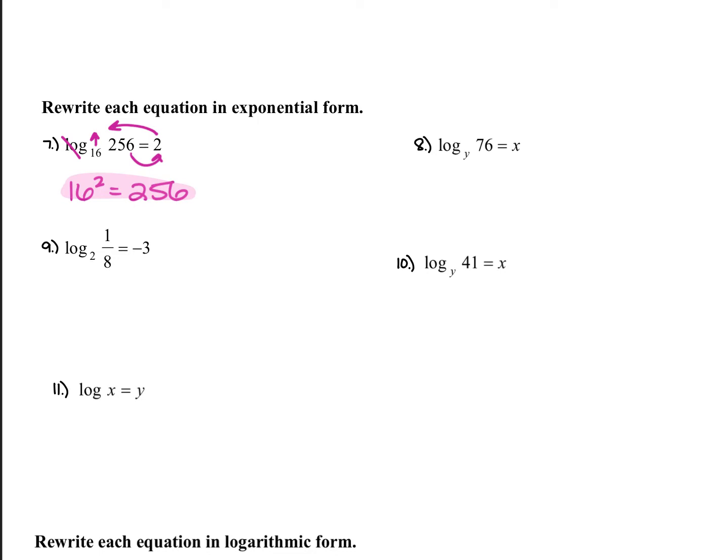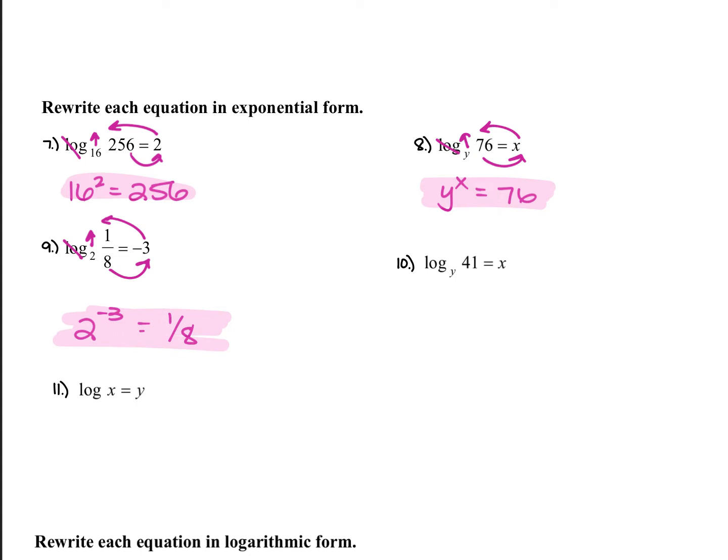For number 8, you have log y of 76 is equal to x. So we're going to drop the log. Y comes up. Your 76 becomes your answer. X becomes your power. So y to the power of x is equal to 76. For number 9, we have log 2 of 1/8 is equal to -3. So again, we're going to drop the log. 2 becomes our base. -3 is our power. The 1/8 becomes our answer. So 2 to the -3rd power is equal to 1/8.